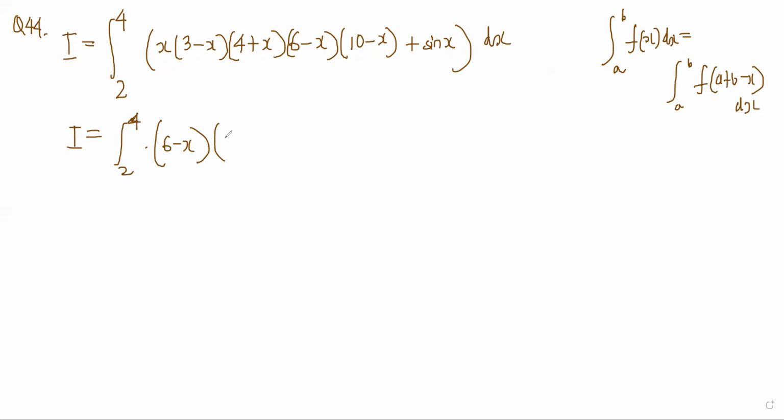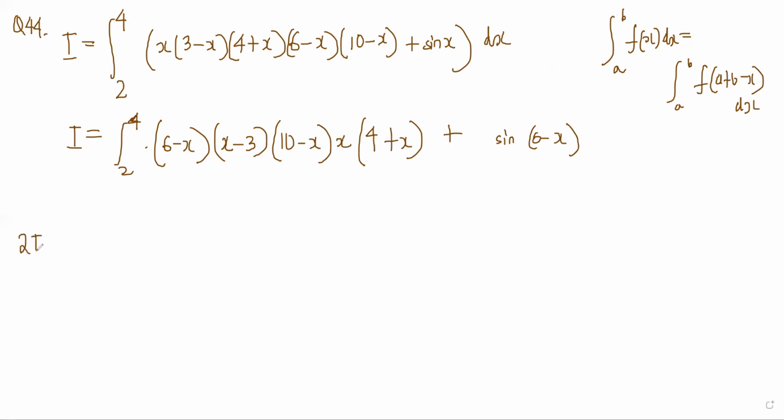so we'll get minus 3 plus x, so x minus 3. Then we get 4 plus 6 minus x, so 10 minus x. 6 minus 6 minus x, so simply x, and 10 minus 6 minus x, so it is 4 plus x, plus sine of 6 minus x. Okay, we have this integral now. It's also equal to I.